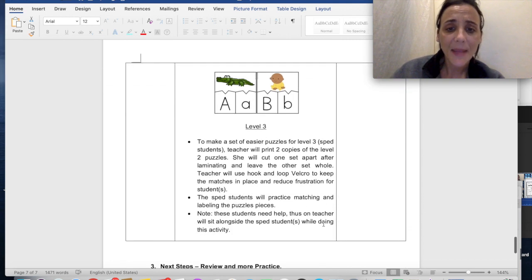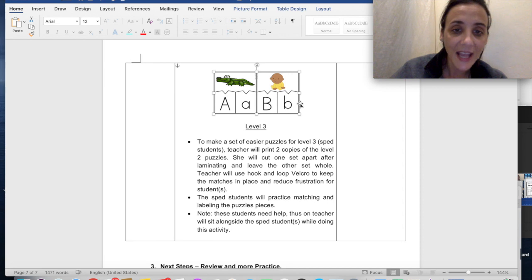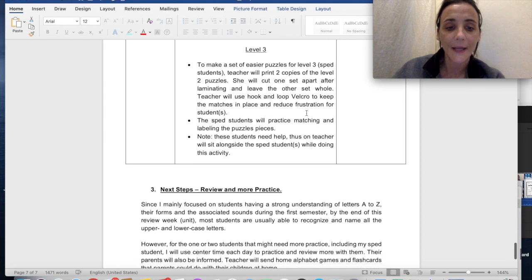And then for the SPED students, I would make a copy of this and I would cut it in 3 pieces and they just basically have, similar to the previous activity, they just have to find the other alligator, put it on top of this alligator, find the other uppercase A, put it on top of this uppercase A, and find the lowercase a, put it on top of this lowercase a.